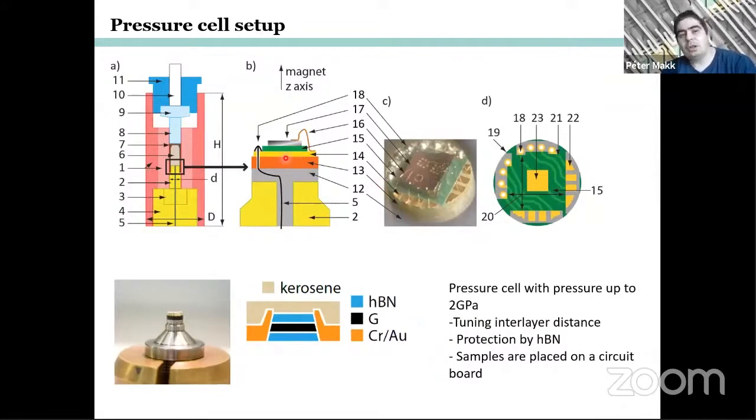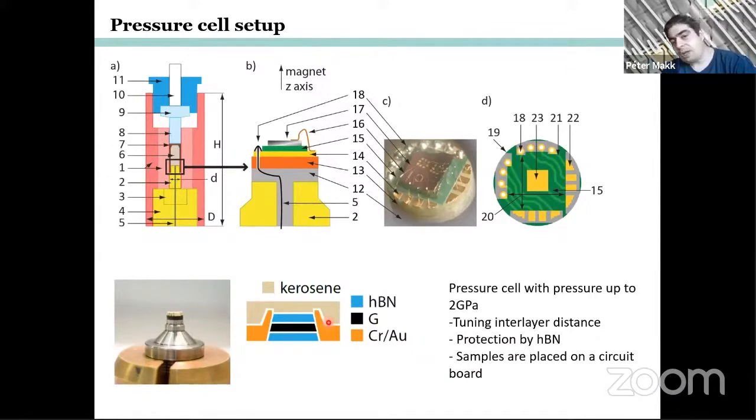And we have developed a kind of unique system where you can do this. This is our setup where you can place your nano circuit on a circuit board, and you can just bond it like every chip you would do. And then you can place this in a hydrostatic pressure cell. In these cells which we use, you can apply, let's say, 2-3 gigapascals of pressure. And since there's a pressure mediating medium, which is kerosene, you have to protect your samples. But we have shown that hBN can do this, for example, for you.